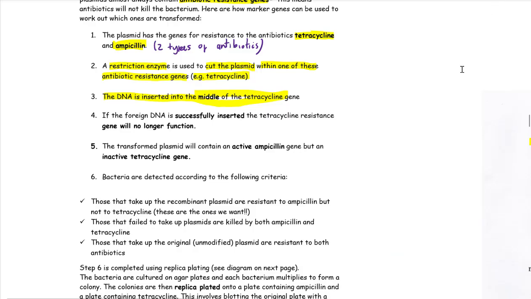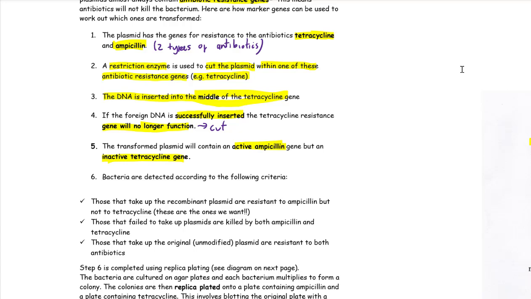So if we carry on with this, if the foreign DNA is successfully inserted, the tetracycline resistance gene will no longer function. And that's because it's been cut. If we cut a gene, it'll no longer work. The transformed plasmid will contain the active ampicillin gene, but an inactive tetracycline gene.